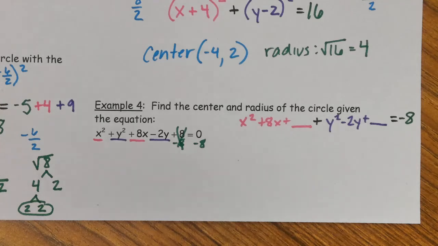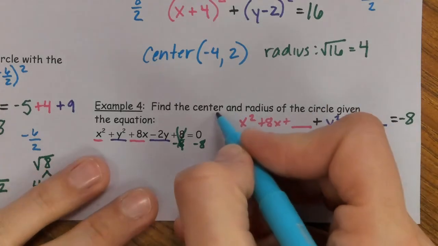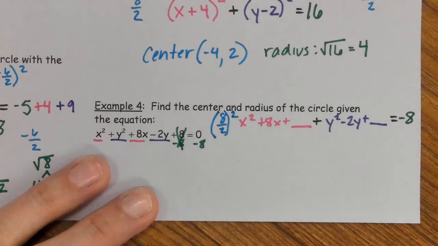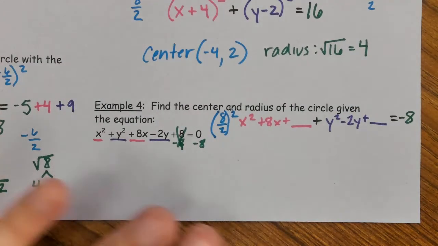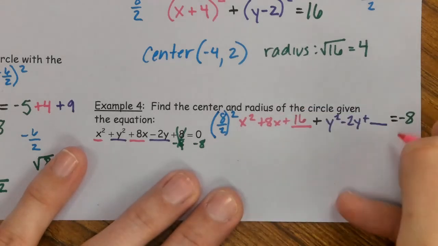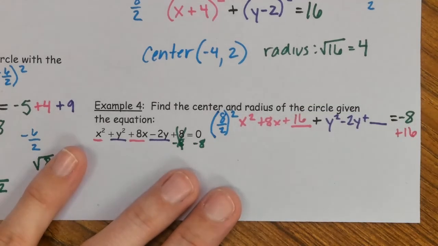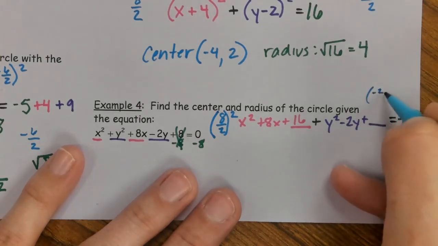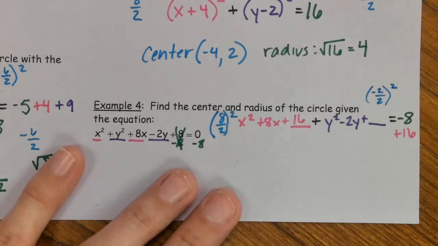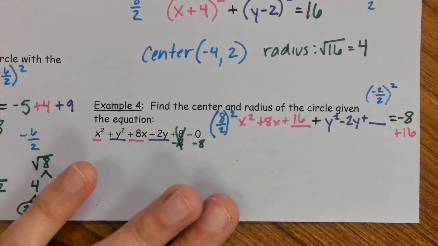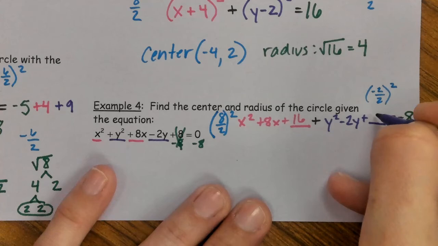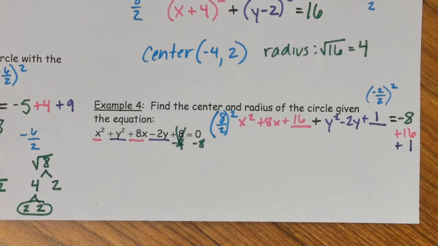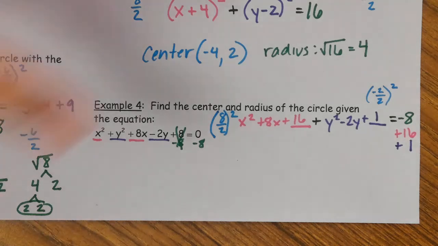So let's figure out what goes in our blanks now. Take b over 2 squared. Wind up with 16. Need to add them over here too. And over here we have a negative 2 over 2 squared, which will turn into 1. So we need to add that 1 over here as well. And then we'll clean it up and make this look nice.